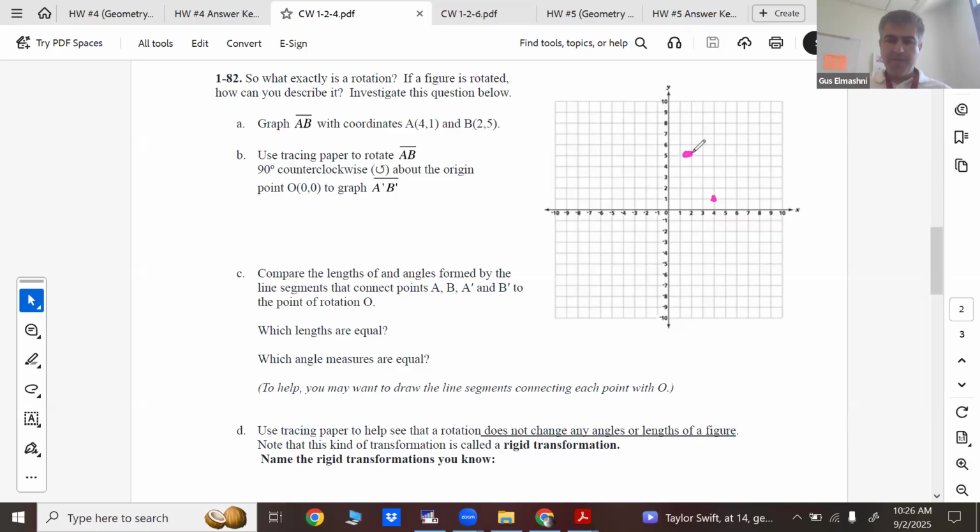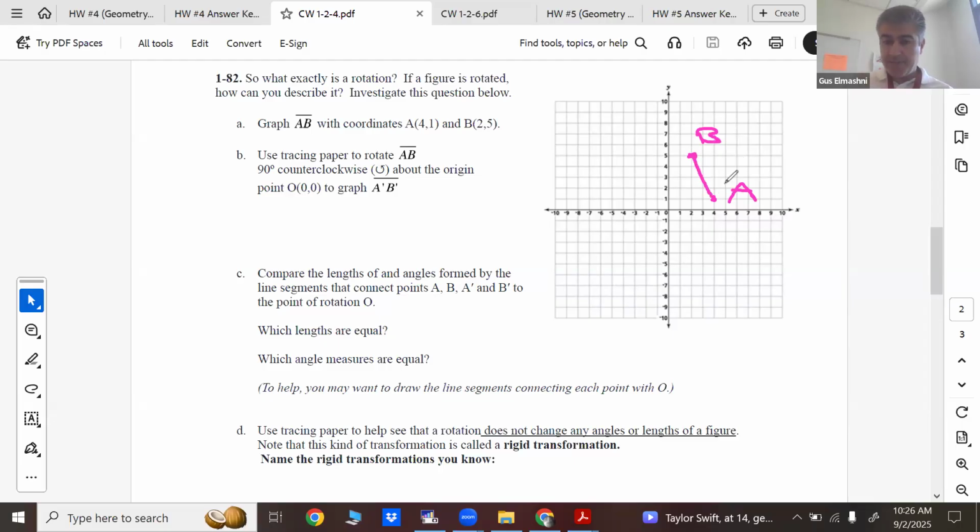Okay, so 4 comma 1 and 2 comma 5. Let me move that over a little more like that. Okay, this is A. This is B. And I'll connect them as well.